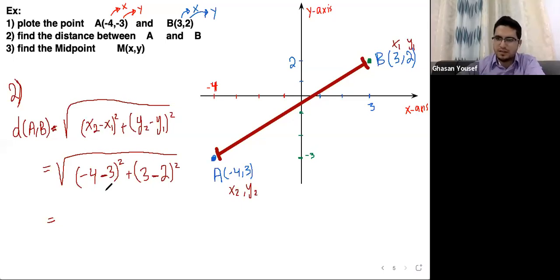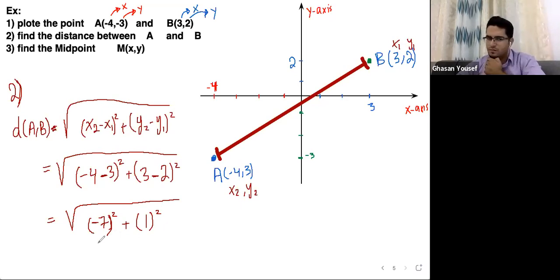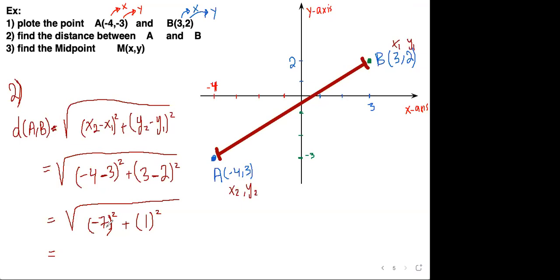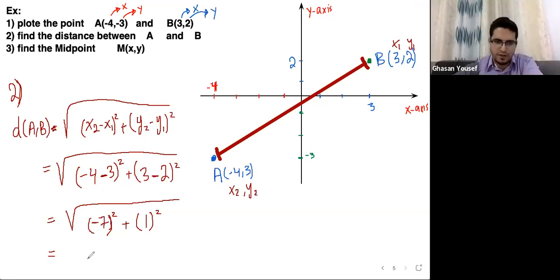Minus 4 minus 3 is minus 7 square. So here now I will get minus 7 square plus 3 minus 2, they give me 1 square. Now, what is minus 7 square? 49 positive. So this is 49. And what is the 1 square?